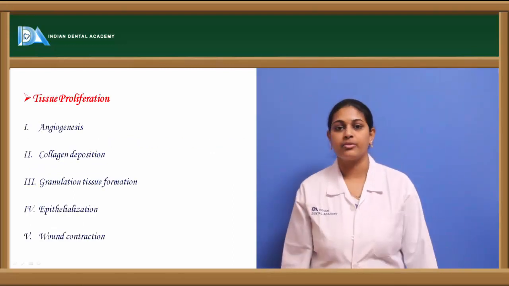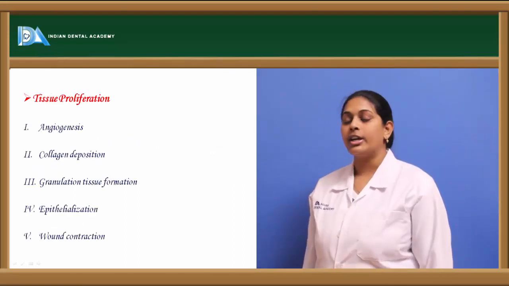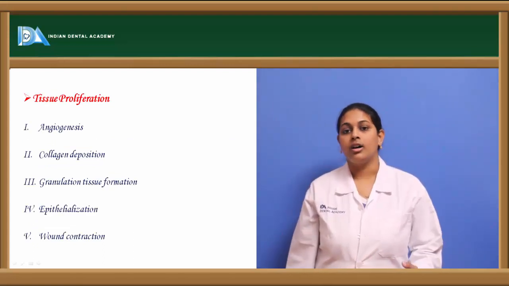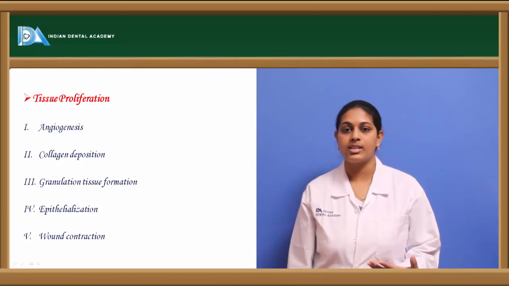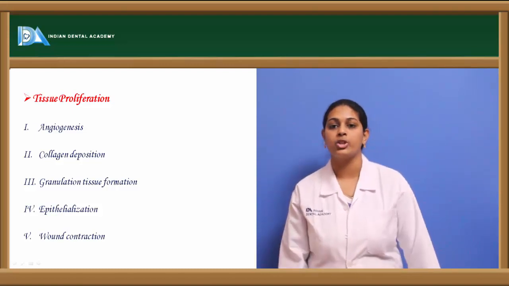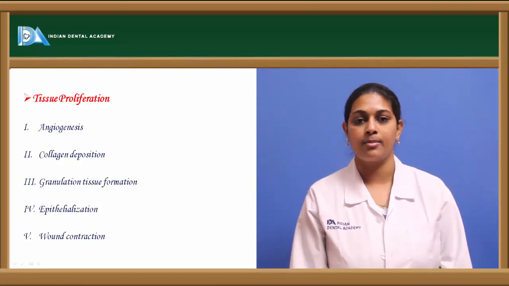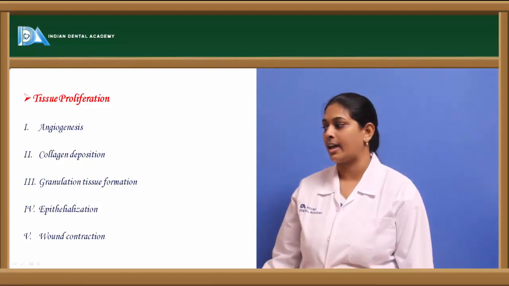Coming to the next phase, that is tissue proliferation. It usually involves certain other stages. The first stage is known as angiogenesis. Angiogenesis is the formation of new blood vessels from the already existing capillaries or blood vessels. That is, they divide and give rise to new blood vessels. This is known as angiogenesis.